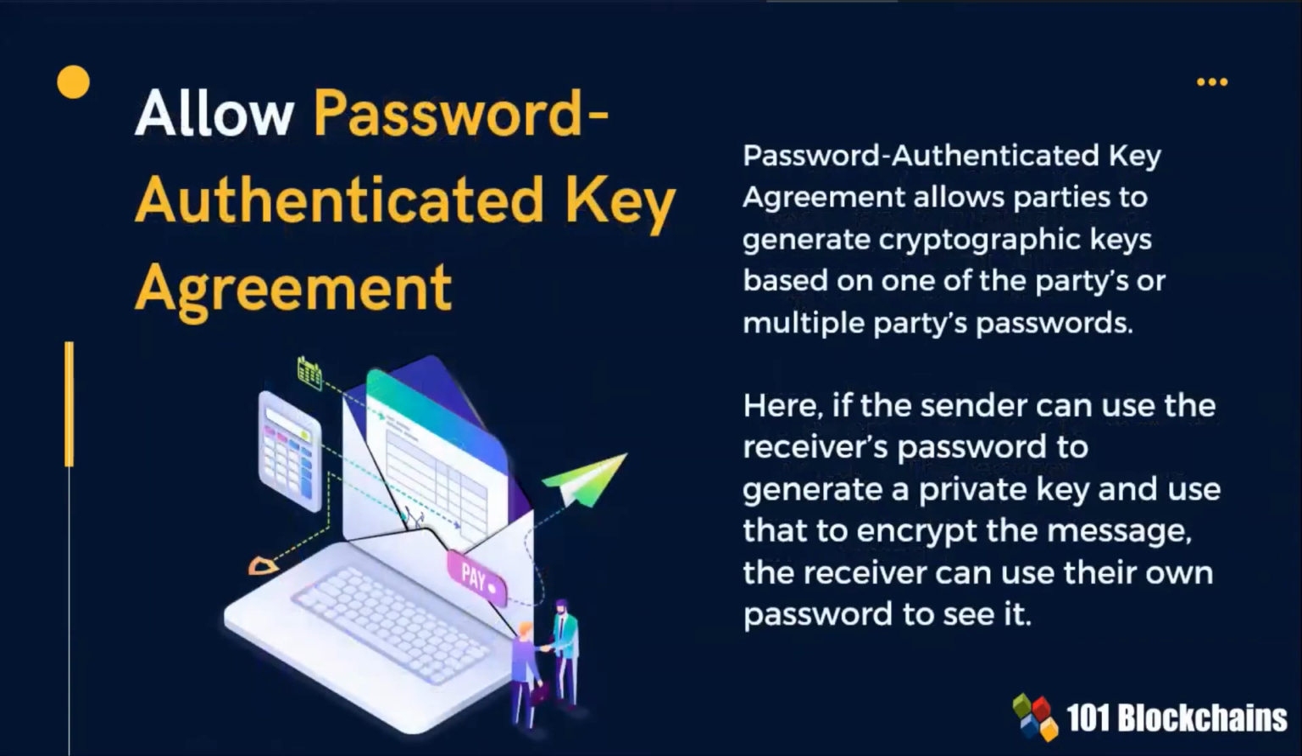The public-private key pair allows parties to generate cryptographic keys based on one of the parties' or multiple parties' passwords. The sender can use the receiver's password to generate a private key and use that to encrypt the message. The receiver can use their own password to see it.